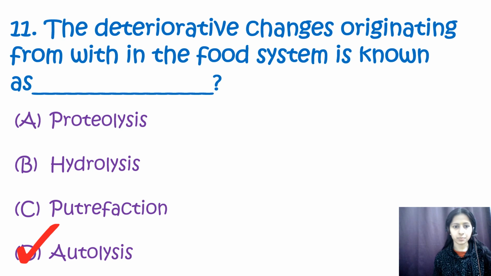And proteolysis is the breakdown of protein into small polypeptides and amino acids by the action of enzymes, which is the protease enzyme. So with the help of protease enzyme, the protein is broken down into simpler substances. So here the correct option is option D, that is autolysis.